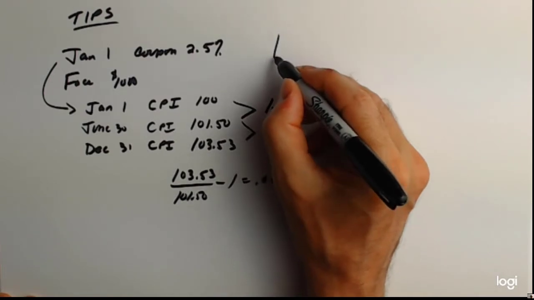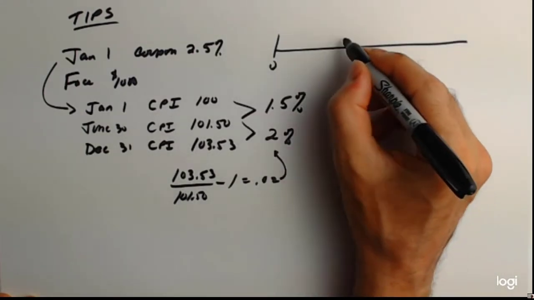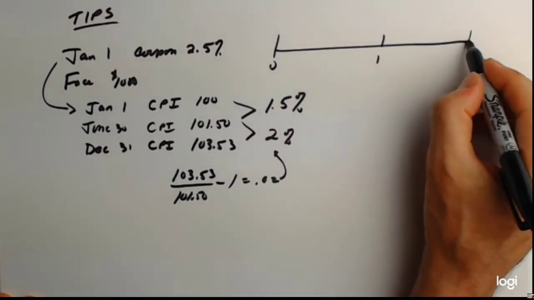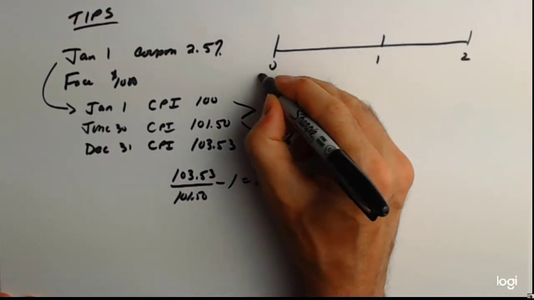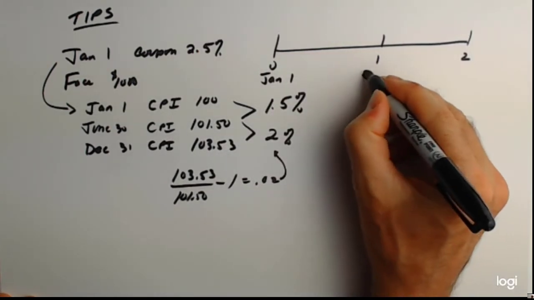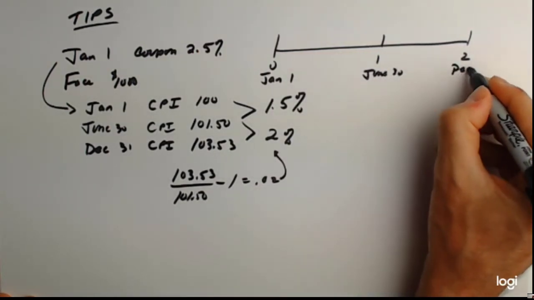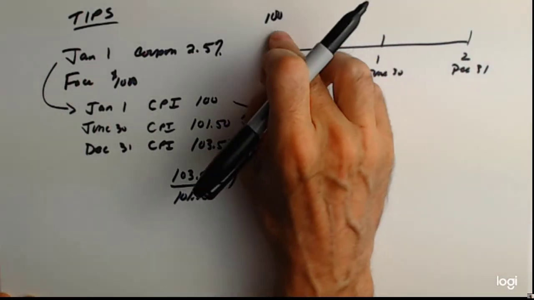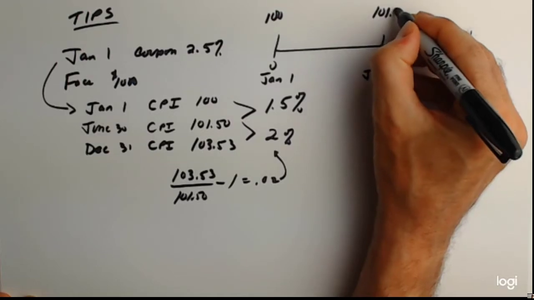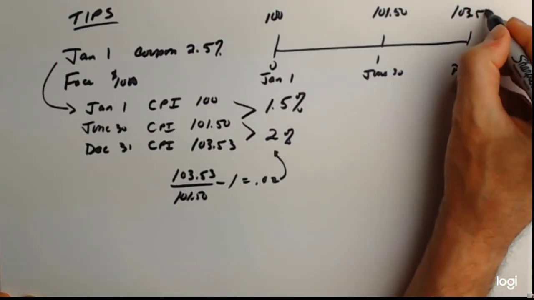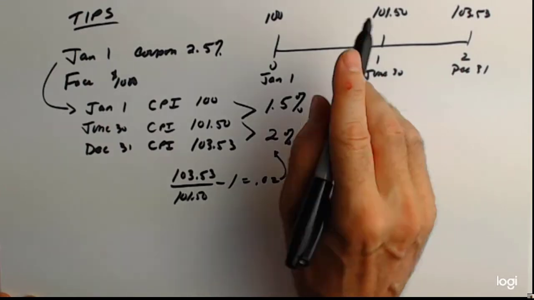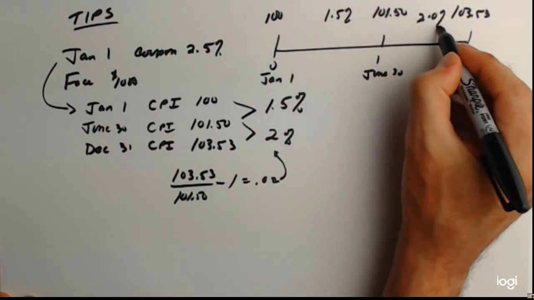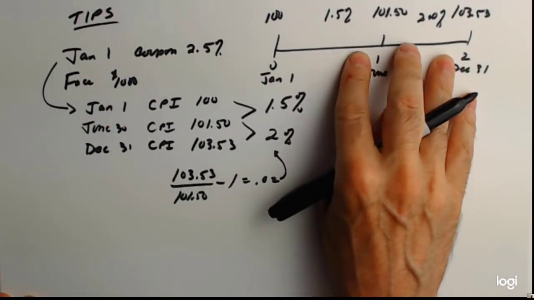Here's January 1. And here's the first semi-annual period. Here's the second semi-annual period: January 1, June 30th, and December 31. So the CPI was 100, 101.5, and 103.53. From here to here was 1.5%, and then 2%, just to keep our heads on straight.